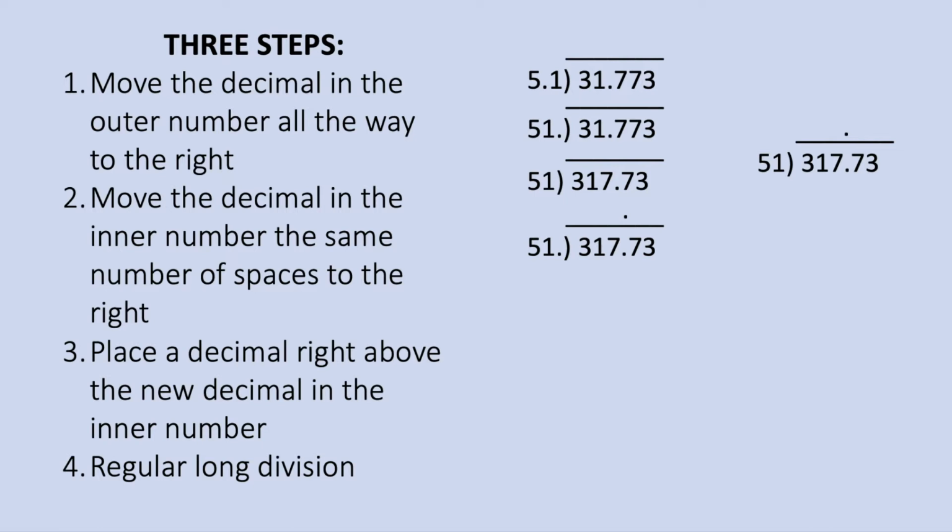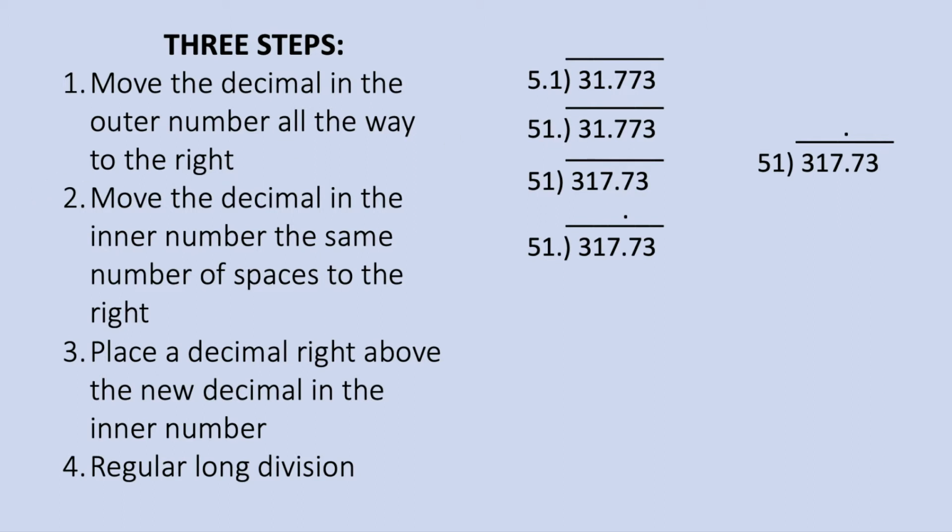First, you have to move the decimal in the outer number all the way to the right. So that means that we're going to move this decimal all the way over to the right. So in this case, we're moving the decimal over 1 space. So it would end up right here.